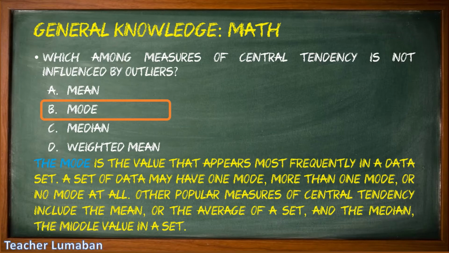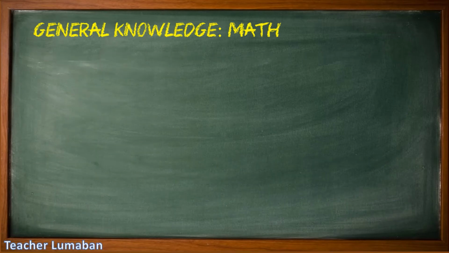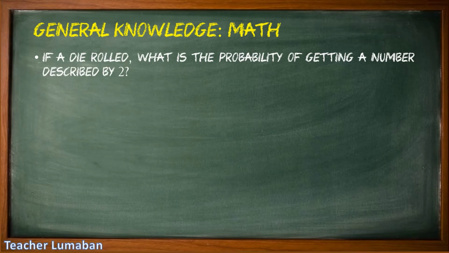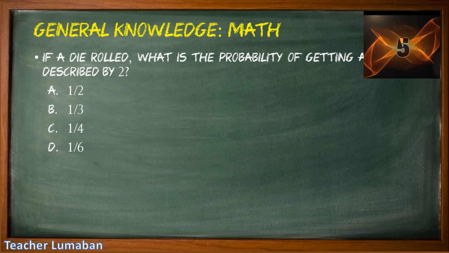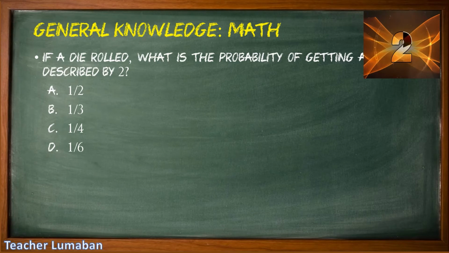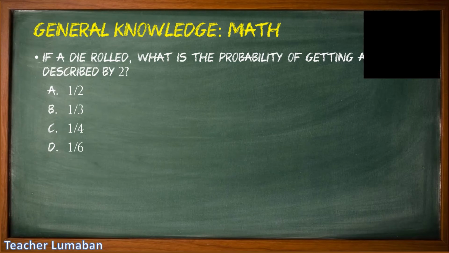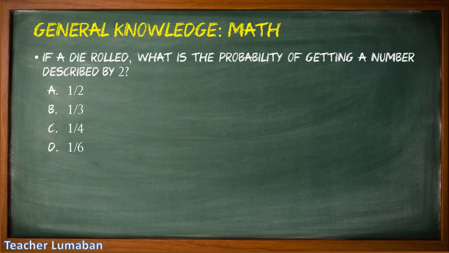If a die is rolled, what is the probability of getting a number described by 2? Letter A, 1/2. Letter B, 1/3. Letter C, 1/4. Letter D, 1/6. Please answer in 5, 4, 3, 2, 1. The correct answer is letter D, 1/6.